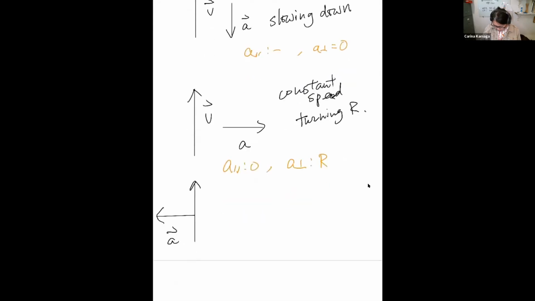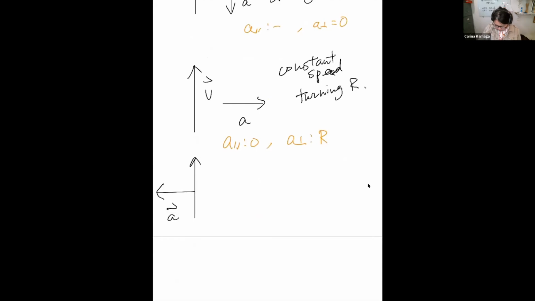A is like this. A parallel again is 0. But A perpendicular is to the left of the motion. So in this case, constant speed, but turning.